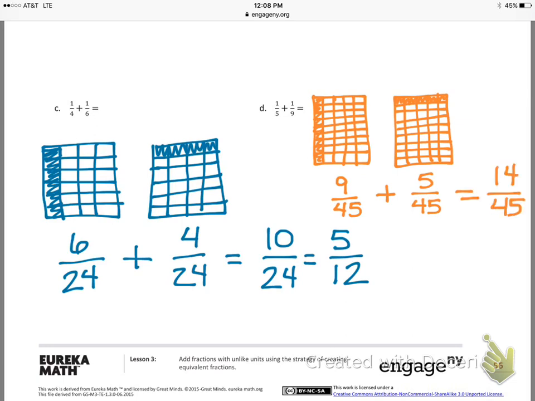Hopefully this has been helpful with Lesson 3, and the kids can finish the back page on their own and understand what to do with the word problem.